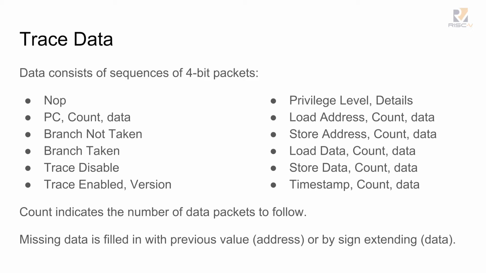There's a trace disabled packet, a trace enabled packet, which gets a version, so you can identify what kind of trace data you're looking at. There's a privilege level change packet, which is followed by the details, like, what's the new privilege level, and are interrupts enabled? There's a load address, which is also followed by count and data. There's a store address, load data, store data, which are all the same, and then there's a timestamp.